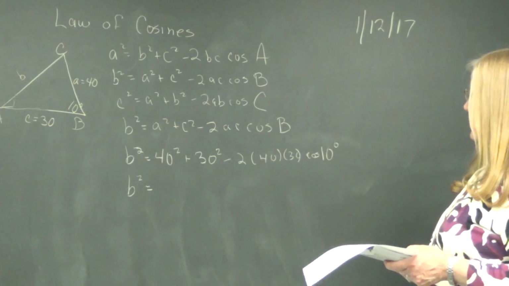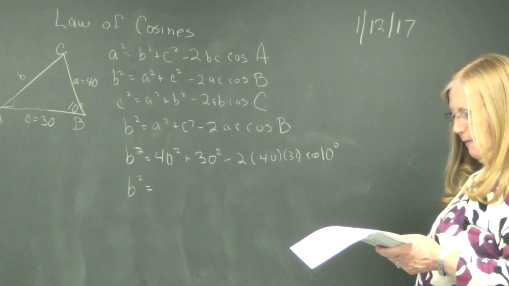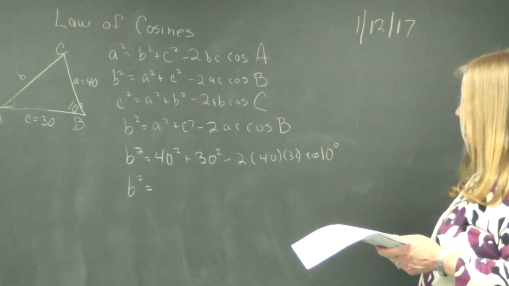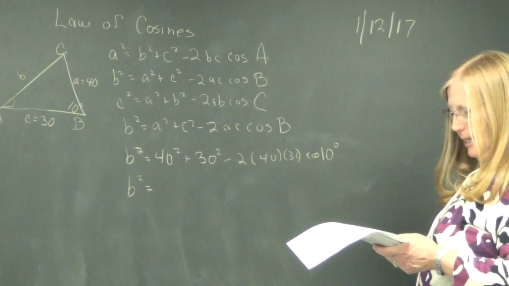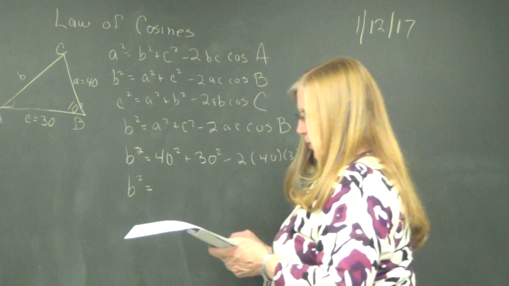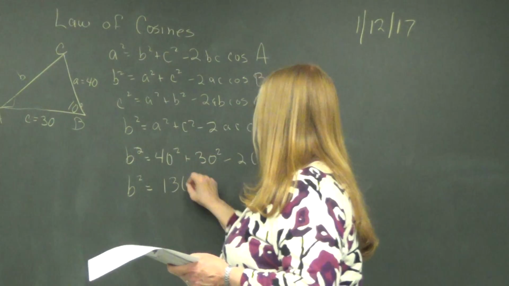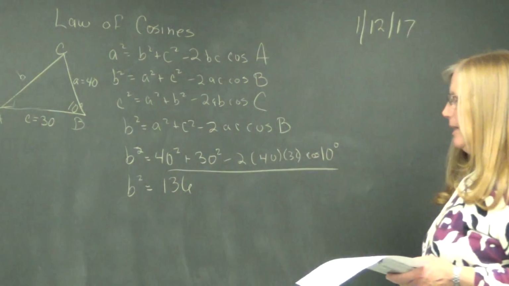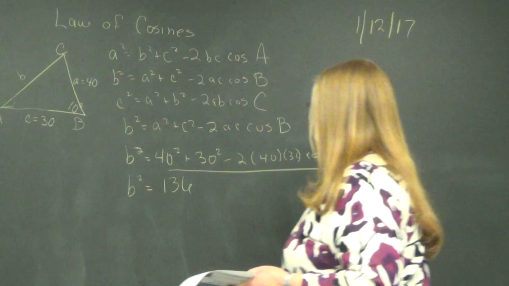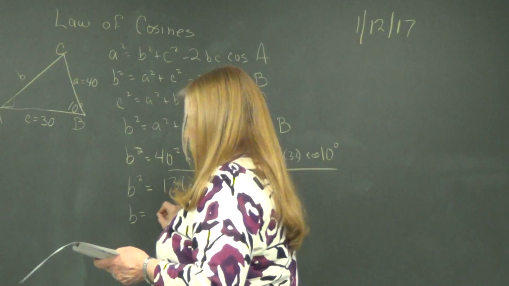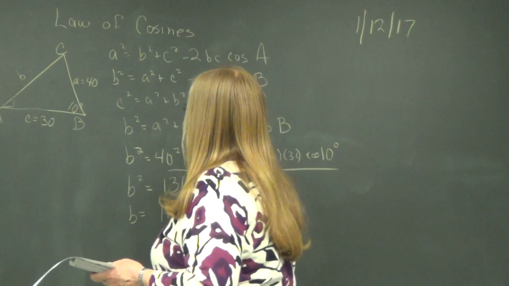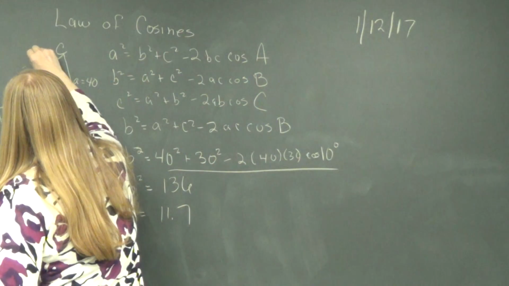When I do this, I plugged it all out, and I got b squared equals 136. So when you plug that in your calculator, you will as well. Now take the square root, get b equals 11.7. So I'll put that up here.